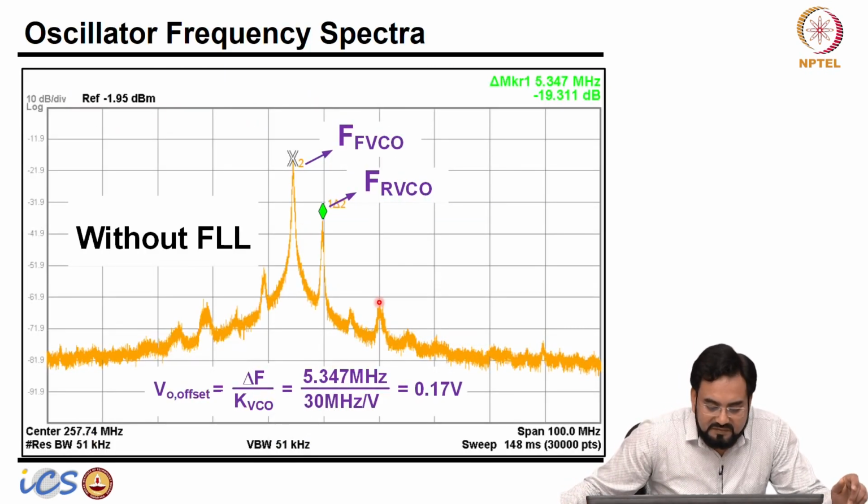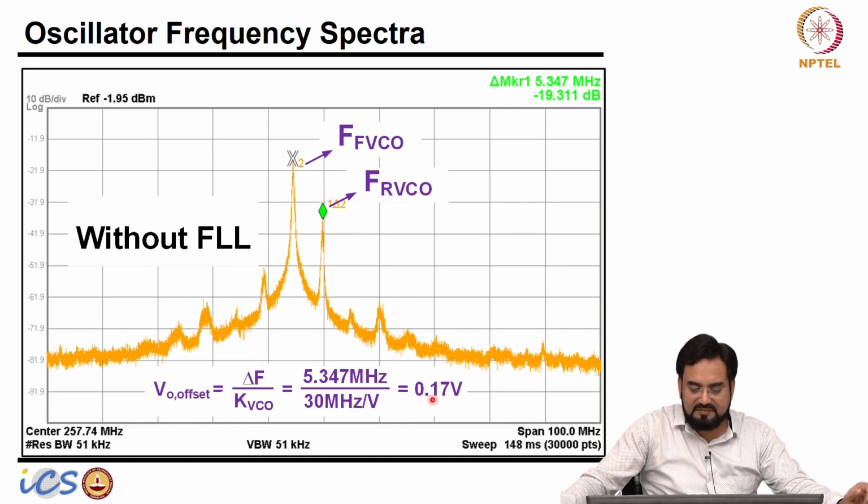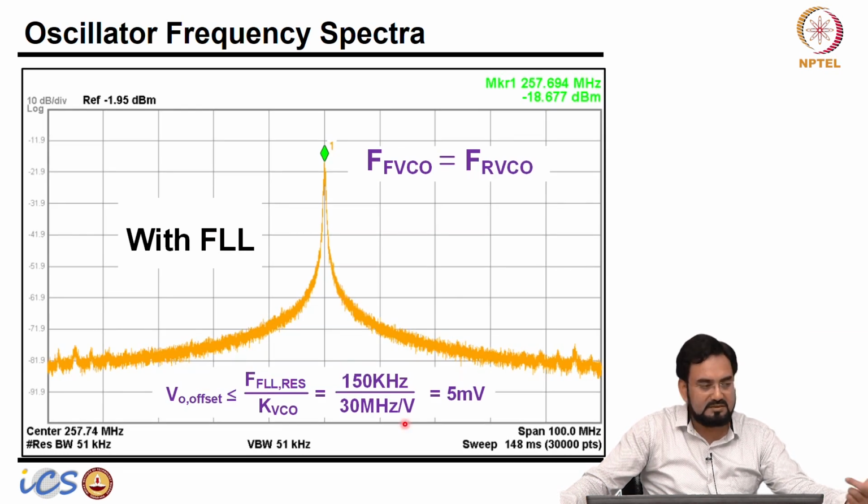So this is with offset, and we have seen like 0.17 volt offset at 30 megahertz. Due to mismatch, we were seeing 5 megahertz out of 30, which is much higher than 1%. So it's a huge offset, a huge mismatch you are seeing. Now we turn on the FLL and correct the offset, and the 170 millivolt is now reduced to 5 millivolt.